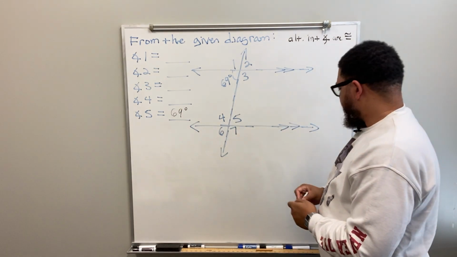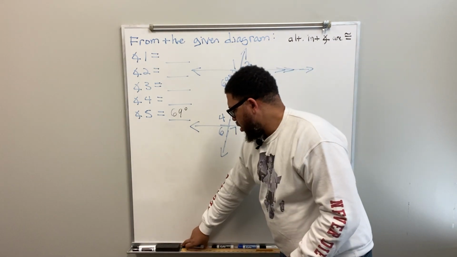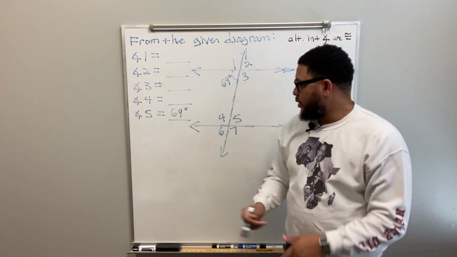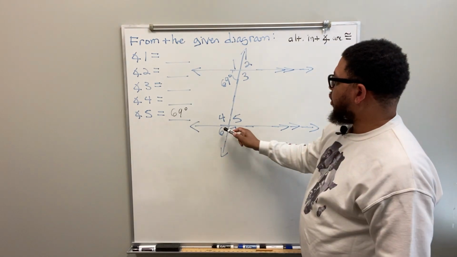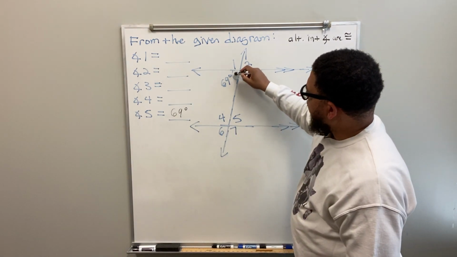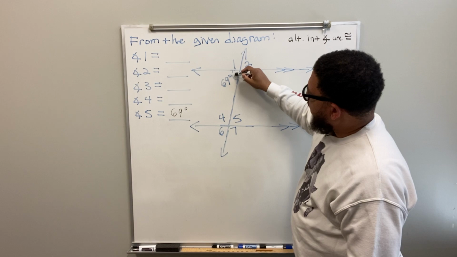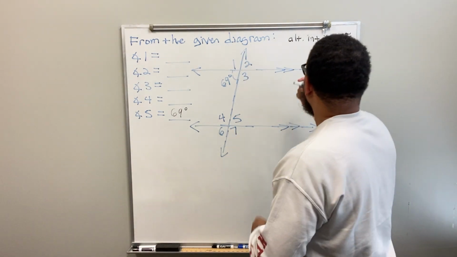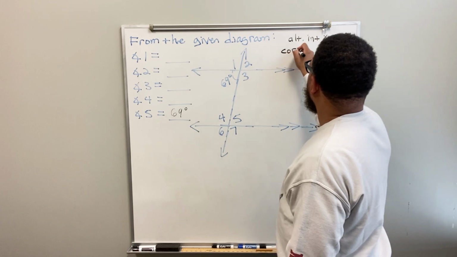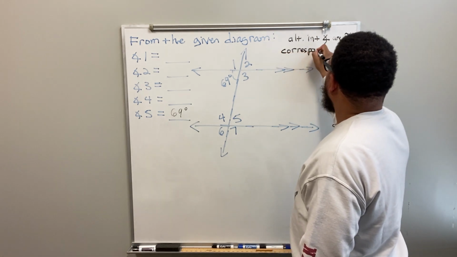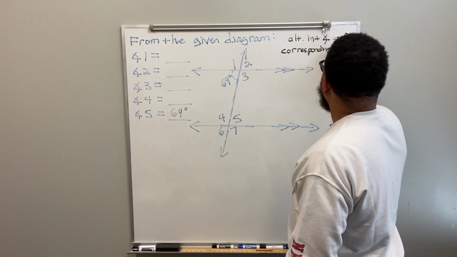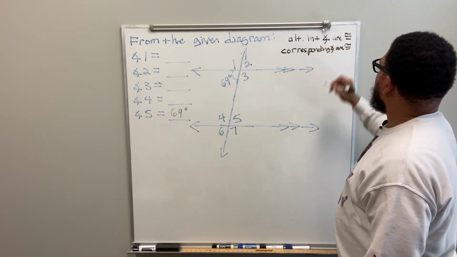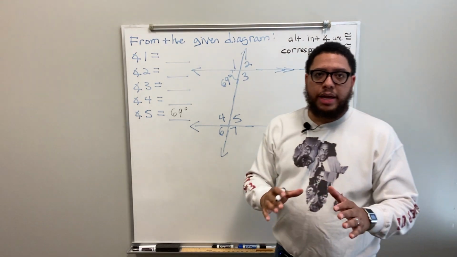Now, what else do I know about any of these other angles? I'm going to tell you, angle 6 jumps out at me. I'm going to tell you why angle 6 jumps out at me. Angle 6 jumps out at me because in relation to the angle that's 69 degrees, angle 6 is what you call a corresponding angle. So we got corresponding angle. And corresponding angles are congruent. Now let me tell you what corresponding angles mean.